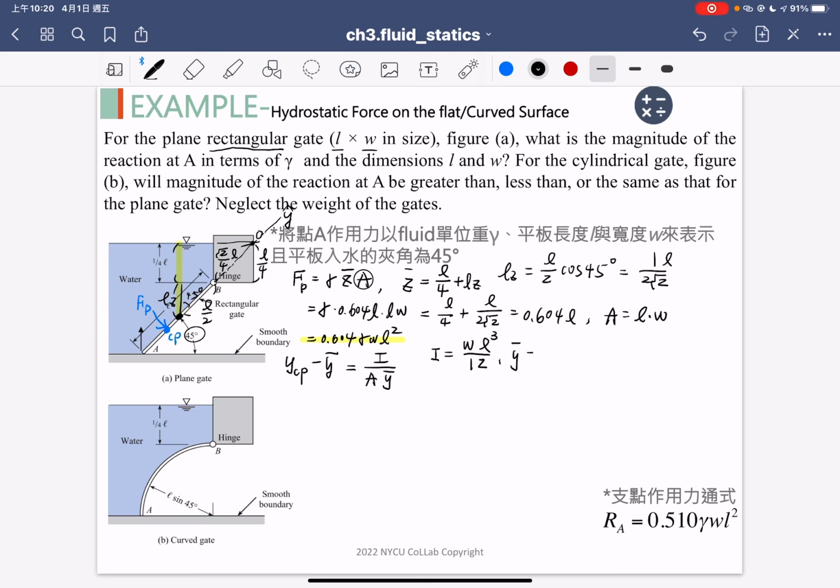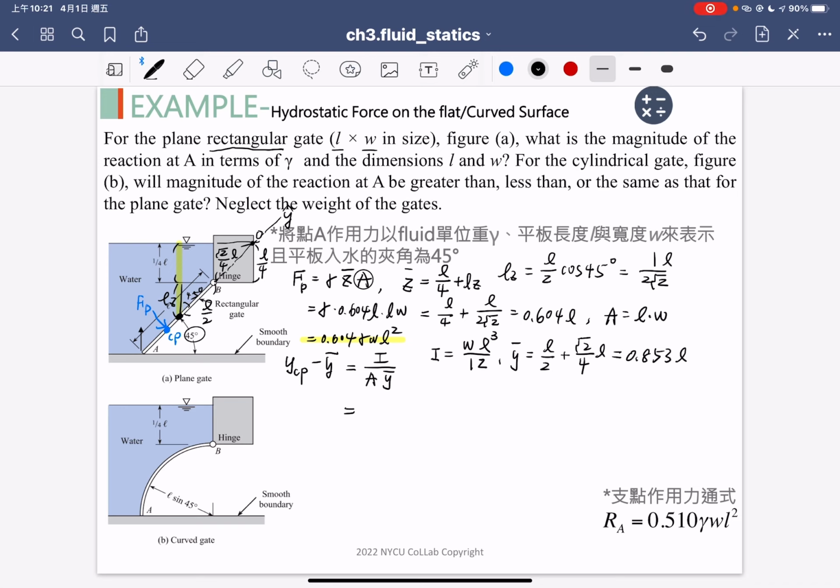The Y bar, we know that the length in here is 4 over root 2 L, and the length in here is 2 over L. So the Y bar is equal to 2 over L plus 4 over root 2 L. Okay, so you can compute the number in here: root 2 divided by 4 plus 0.5. So it's around 0.853 L.